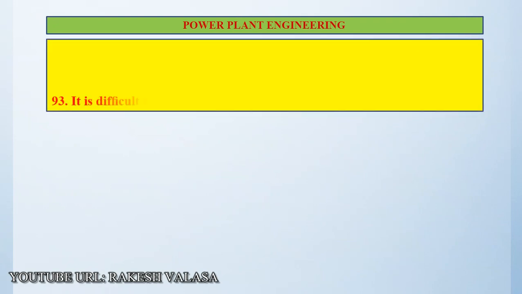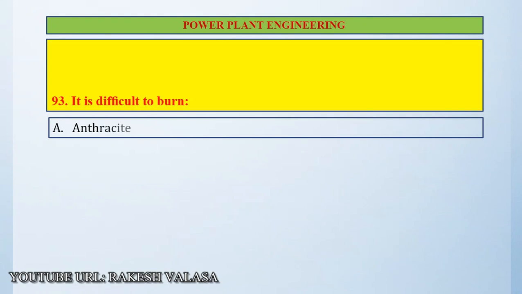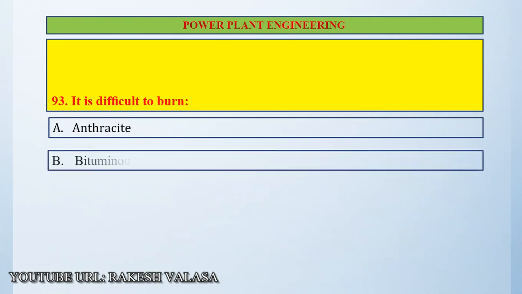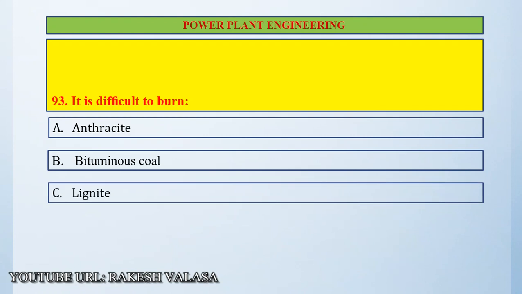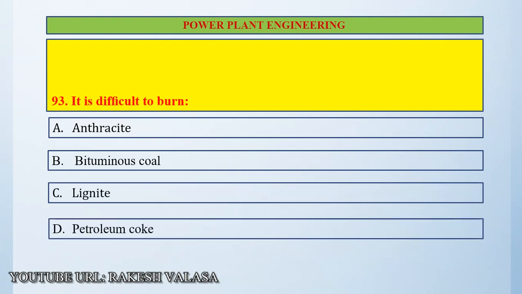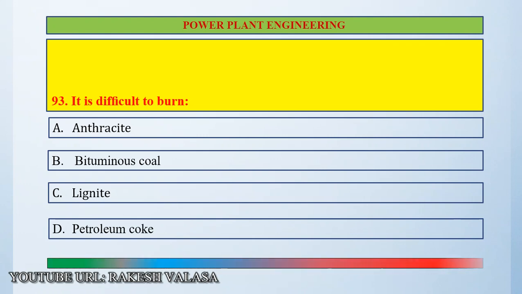Question number 93. It is difficult to burn. Option A, anthracite. Option B, bituminous coal. Option C, lignite. Option D, petroleum coke. The correct answer is anthracite. Anthracite is difficult to burn.